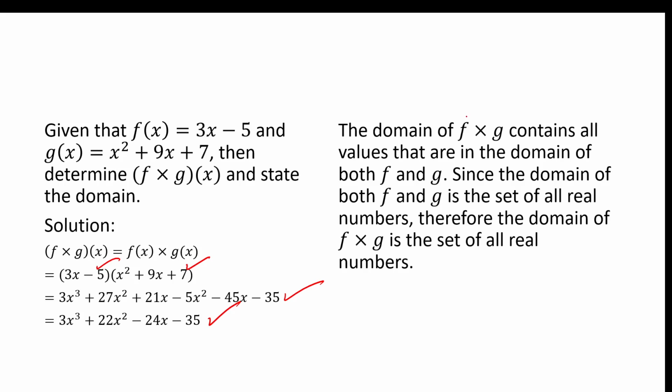Now, the domain of f times g will contain values in the domain of both f and g. And since the domain of f is the set of all real numbers and the domain of g is the set of all real numbers, then all real numbers are in both. So the domain of f times g will be the set of all real numbers.